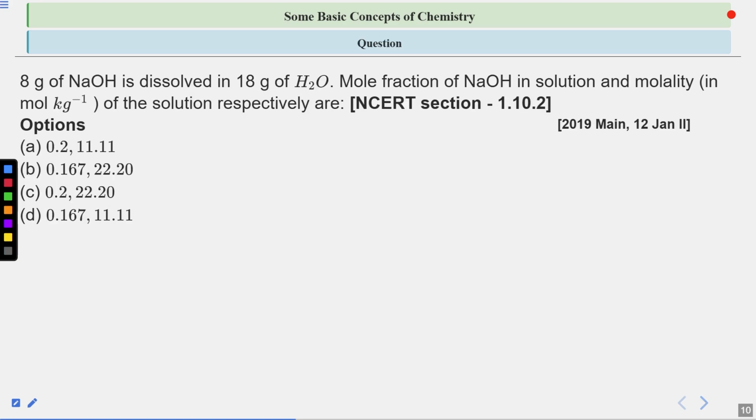The next question is: 8 grams of NaOH is dissolved in 18 grams of H2O. What is the mole fraction of NaOH in the solution, and what is the molality in mole per kg of the solution, respectively? Again, this was a JEE Mains question. It was asked in 2019 on 12th January in the second shift. Your time to solve the question starts now.